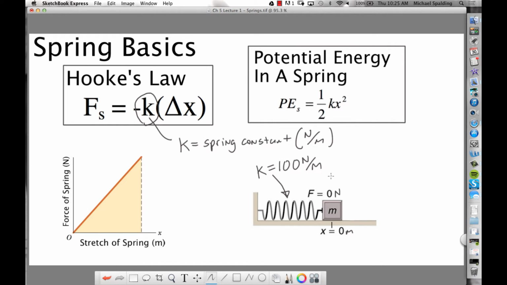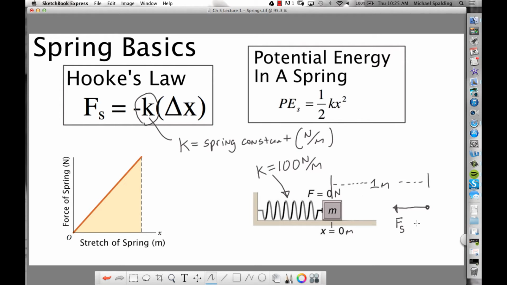If you grab this spring and pull it, let's say 1 meter. We pull the spring out 1 meter. First off, which way will the force of the spring be? If you pull a spring to the right, the force of the spring is going to be what? To the left. Can you wrap your brain around that? You pull a spring to the right, the force will be to the left.